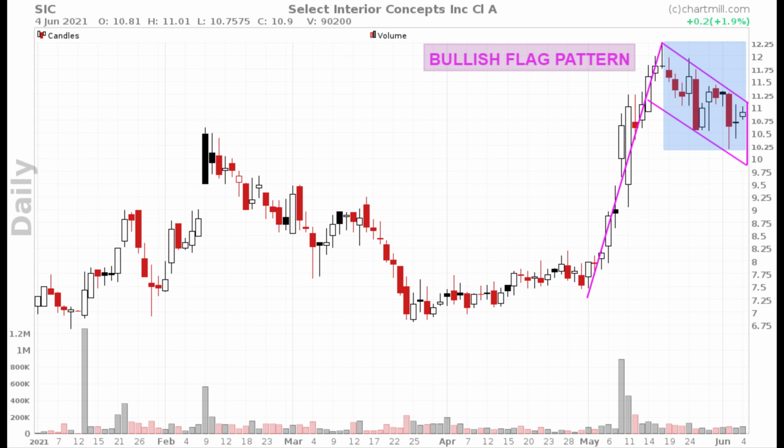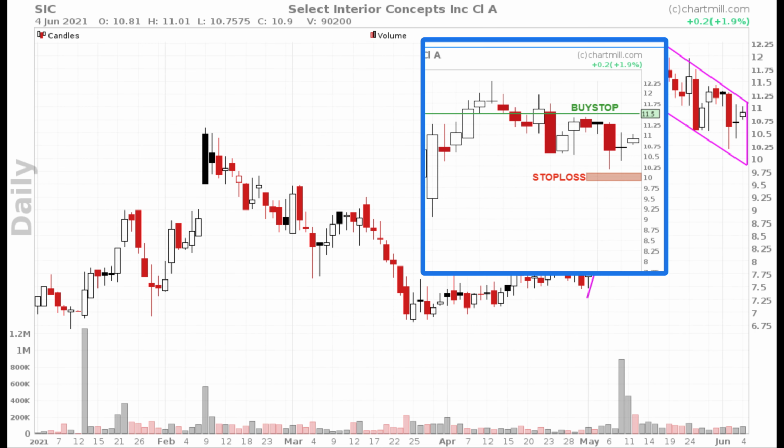actual flag. Now, suppose we set a buy stop order at 11.50, assuming that if prices reach that level, the flag pattern is no longer valid and price will definitely move higher. The stop loss is positioned just below the flag pattern.